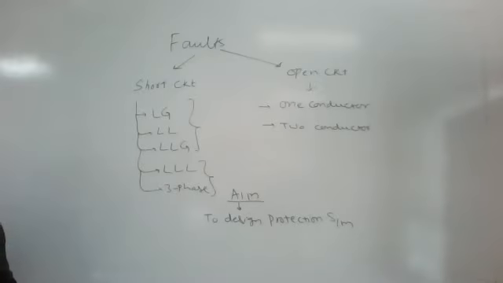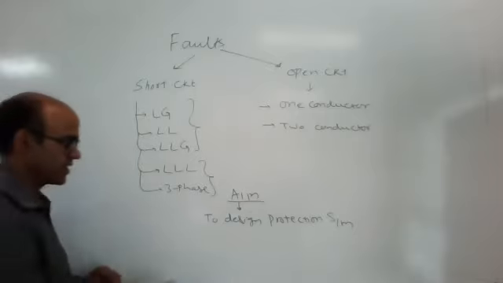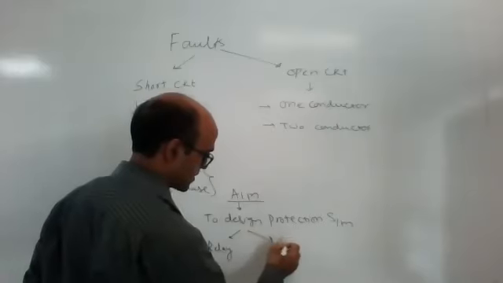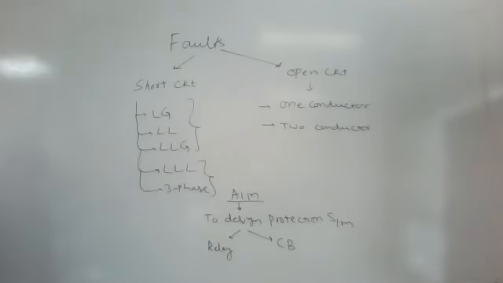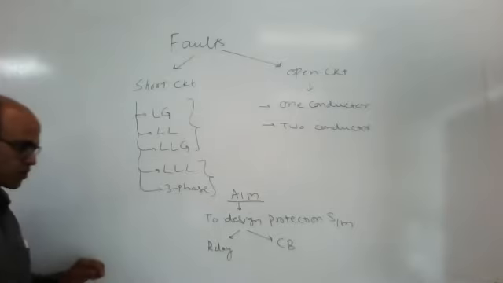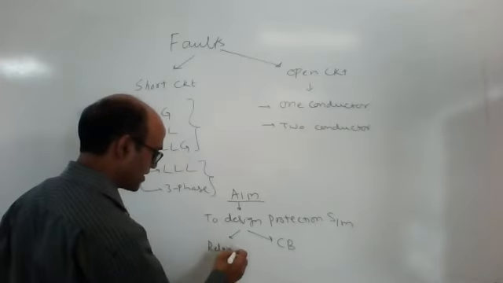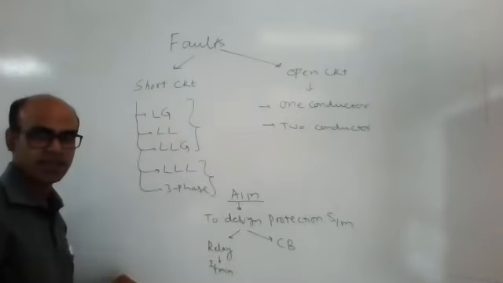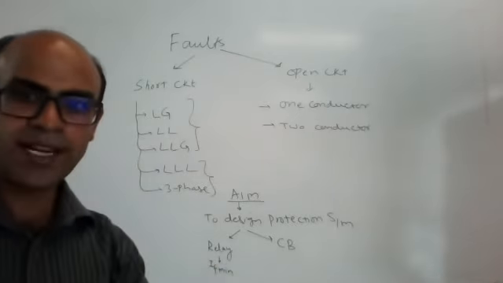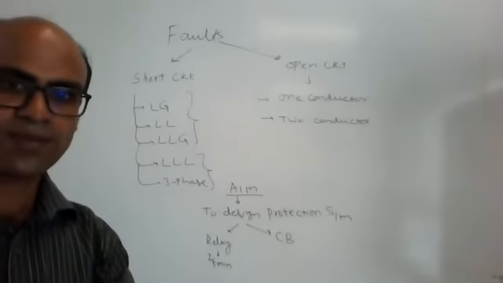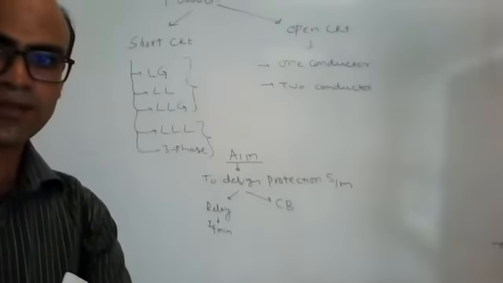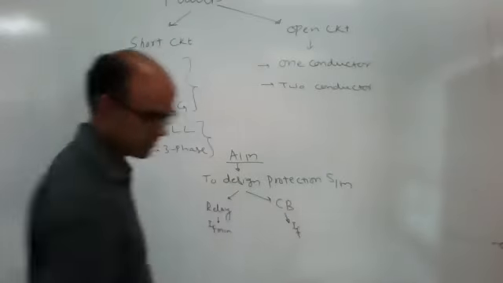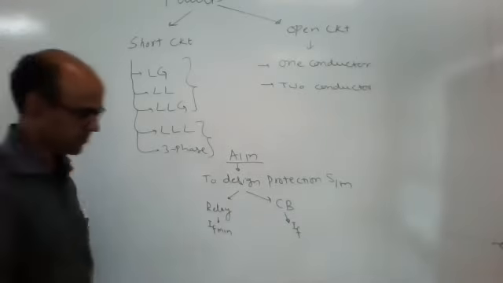So what are the protection systems? There is a relay and circuit breaker. Relay operates based on minimum fault current, so it will operate on IF minimum. And circuit breaker will operate at IF maximum.